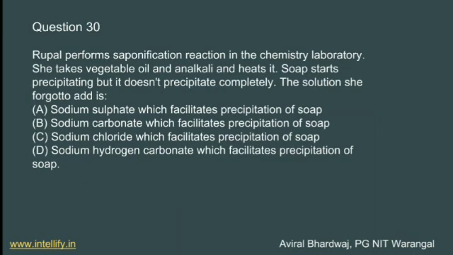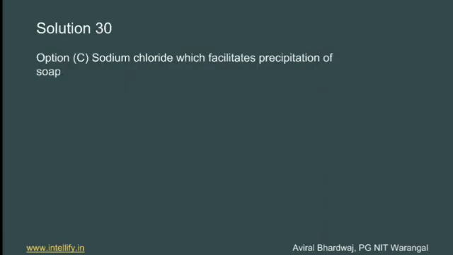And question 30: Rupal performed the saponification reaction in the chemistry laboratory. She took vegetable oil and alcohol and heated it. Soap started precipitating, but it did not precipitate completely. The solution she forgot to add is... So it's the basic saponification reaction also.